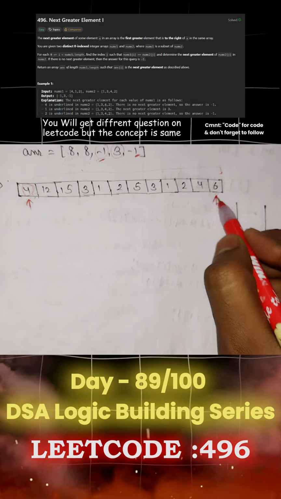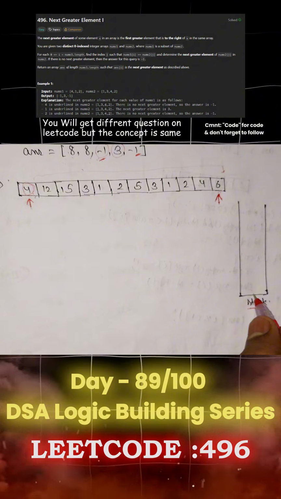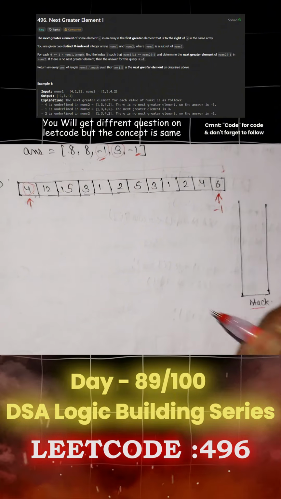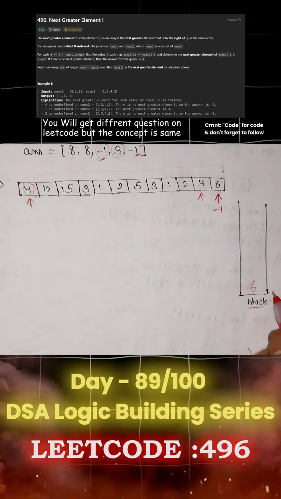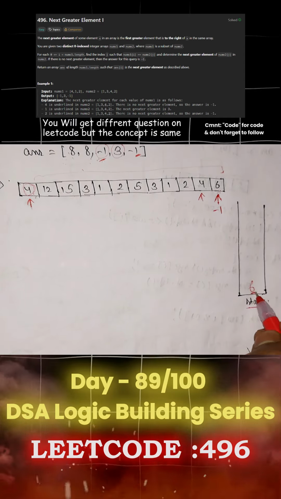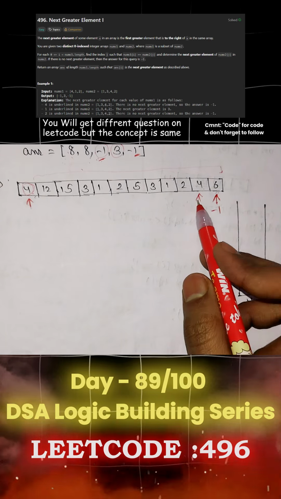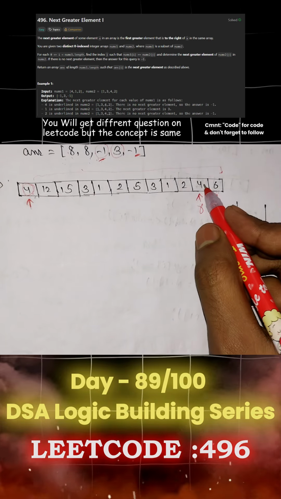First of all we came across 6. Is there an element in our stack? No, so we will simply return -1 and push 6 into our stack. Move to 4. Is there any element? Yes, the top element of the stack is 6 and it is greater than our current element, so the next greater element for 4 is 6.